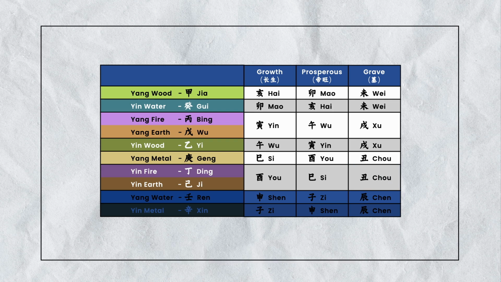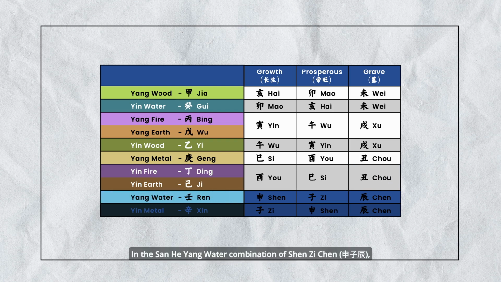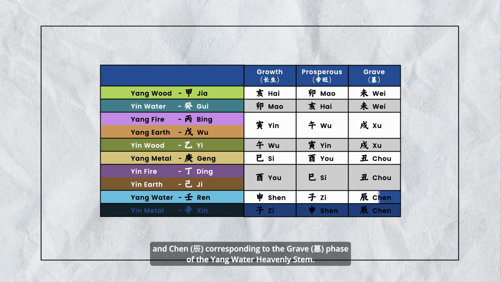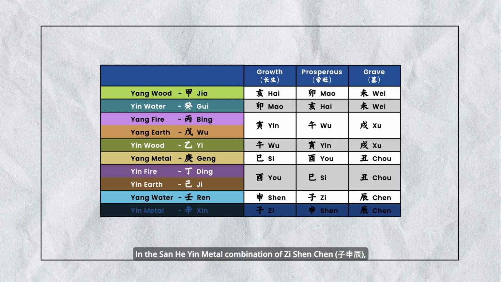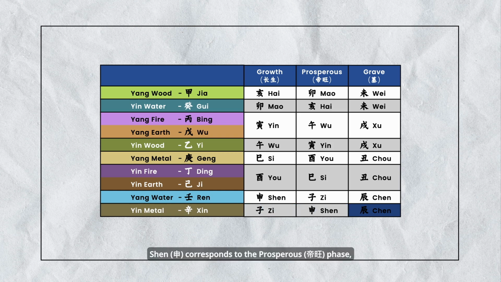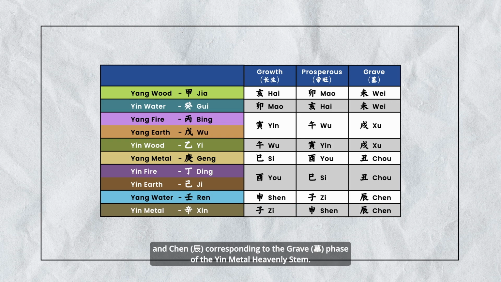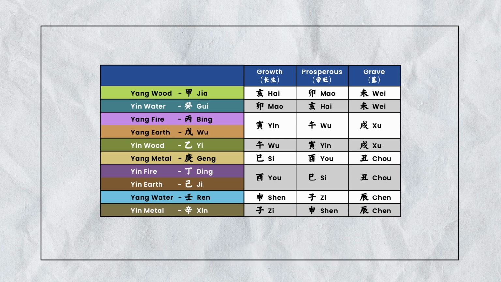In the Sanhe Yang water combination of Shen Zi Chen, Shen corresponds to the growth phase, Zi corresponds to the prosperous phase, and Chen corresponds to the grave phase of the Yang water heavenly stem. In the Sanhe Yin metal combination of Zi Shen Chen, Zi corresponds to the growth phase, Shen corresponds to the prosperous phase, and Chen corresponds to the grave phase of the Yin metal heavenly stem.